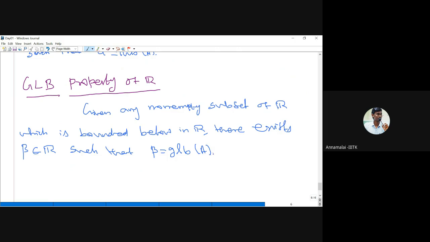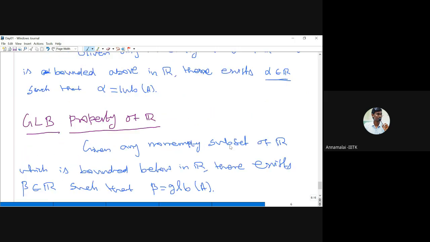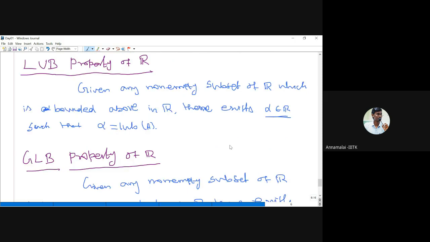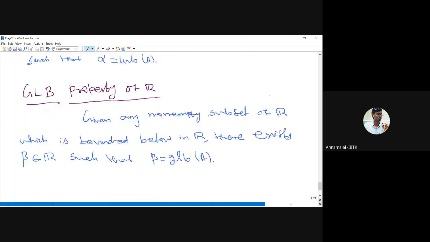It's a very important property, the LUB property. This result is only true if you take a subset of R. If you take any non-empty subset of R, the result holds, but if you take a subset of Q, the result is not true. So here, subset of R is very important. Why? If you take a subset of rational numbers, even a bounded above set, the LUB exists, but it does not belong to Q.